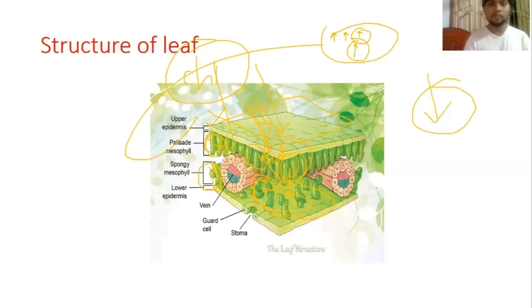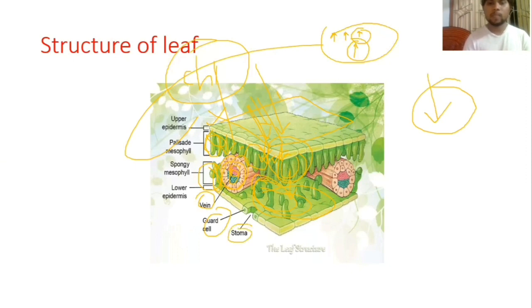And here you have the vein. Here it is made up of xylem and phloem. Okay, some other cells are around. We are not going to bother about that. Xylem and phloem, you know that they are transporting organs. Now this is the guard cell.